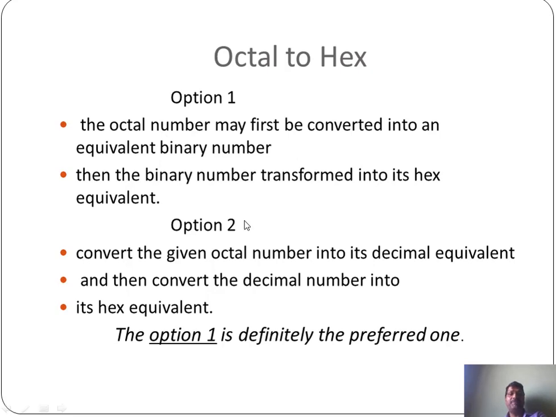And in second option or second approach, convert this octal to decimal. How? Already we have seen octal to decimal. Take positional weights of each octal digit and then convert to decimal. And then convert this decimal to hex by double method, that is successive division and successive multiplication method. So here what is the approach? Octal to decimal and decimal to hex. So in both options, option 1 is definitely preferred one because it requires less calculations.